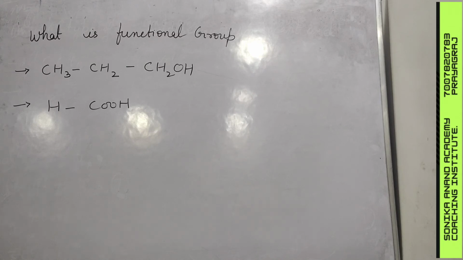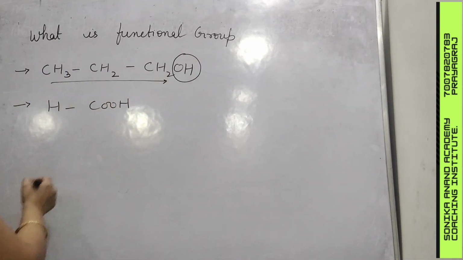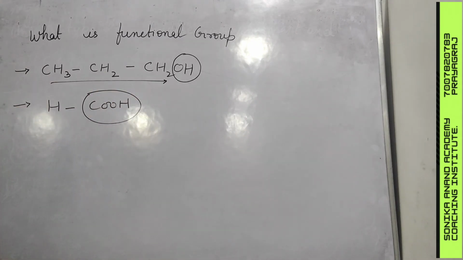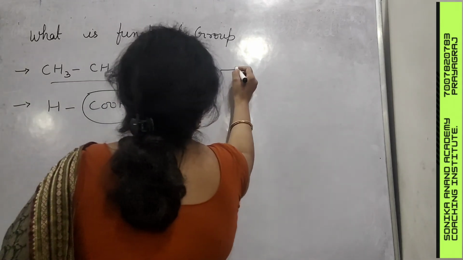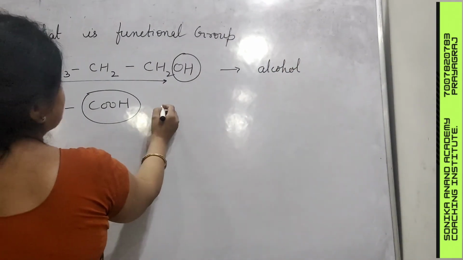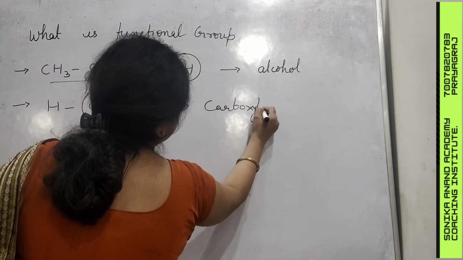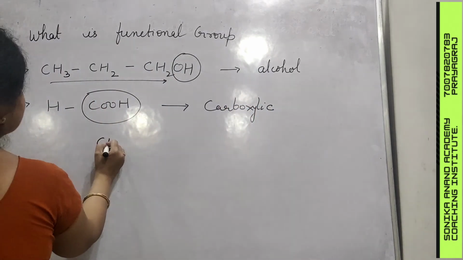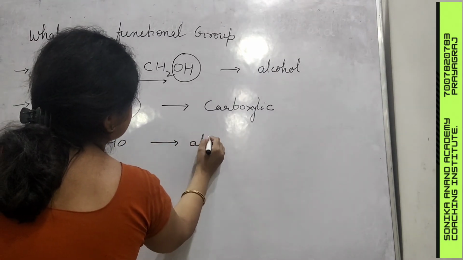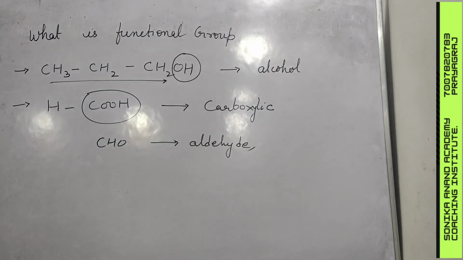Now over here, we can see that along with this hydrocarbon, OH is attached over here, and here COOH is attached. When there is an OH, the functional group is alcohol. And when it is COOH, it is carboxylic acid. Simply, if we have CHO, then it is aldehyde, and many more. I am not going to explain all of the functional groups in this question.